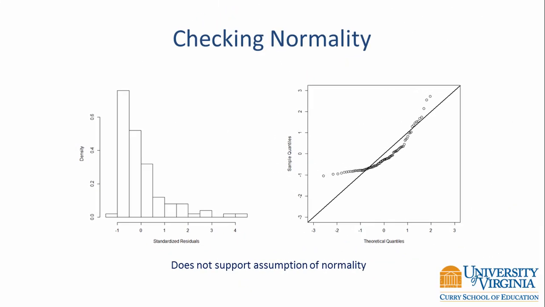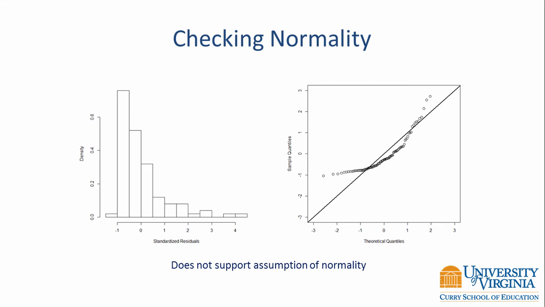These two plots show an example of when normality is not supported. The histogram on the left indicates that the standardized residuals are positively skewed. When we create a normal QQ plot, the points clearly deviate from a straight line drawn at 45 degrees. Note that larger than expected values appear above the line, and smaller than expected values appear below the line.